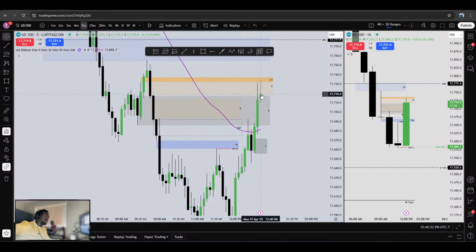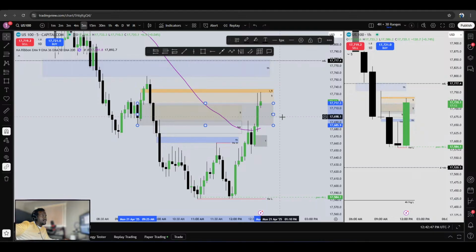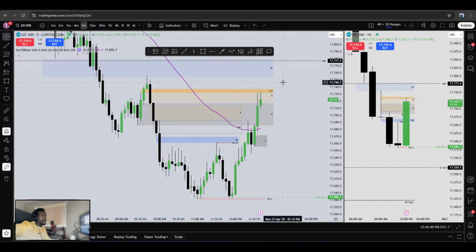I think if we do close above it with the body, then we might just retrace a little bit to keep going up, but so far there's no body close on a 5-minute time frame, so we'll watch out for that. So I'm gonna have that level just stay there. I'll have that level just lay down there.